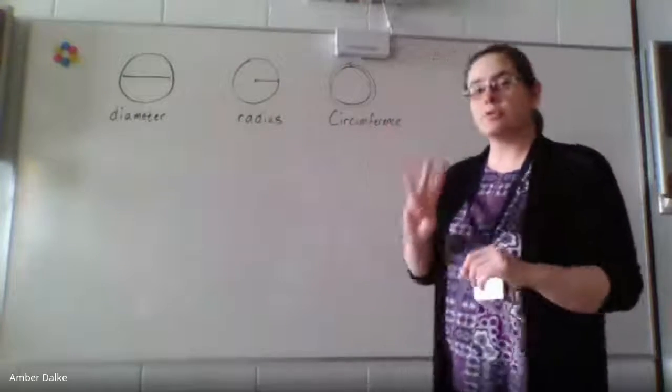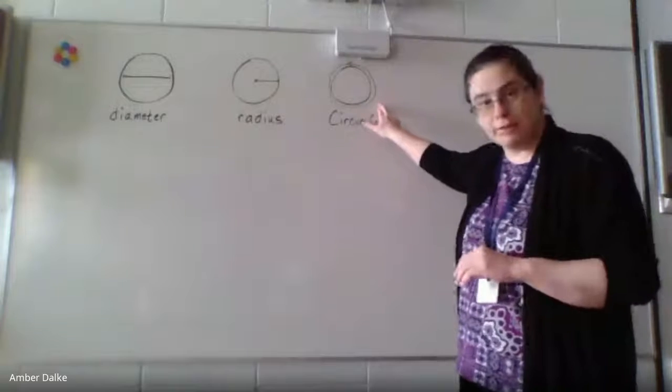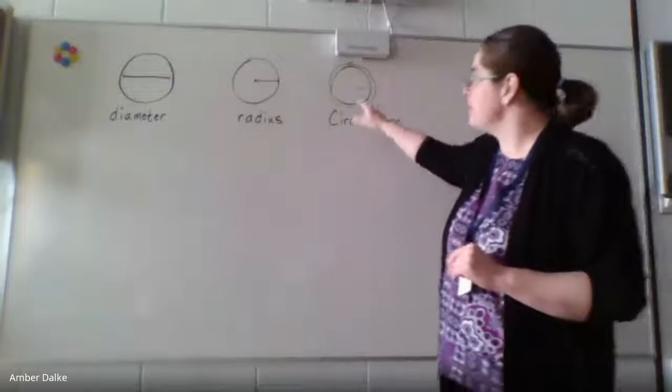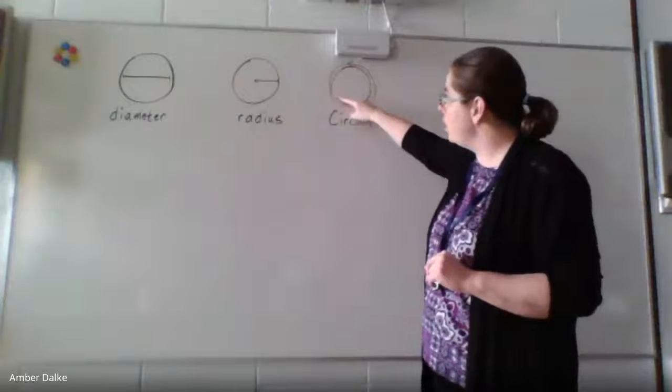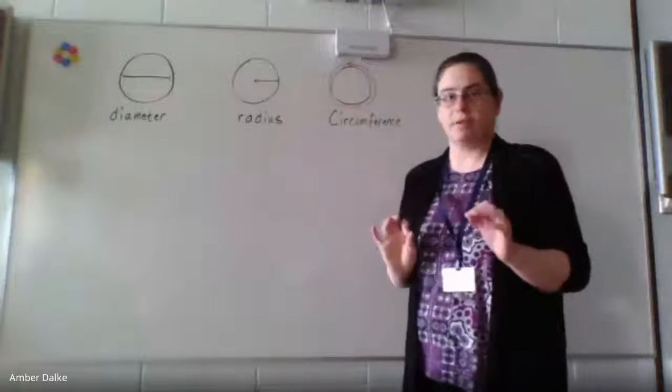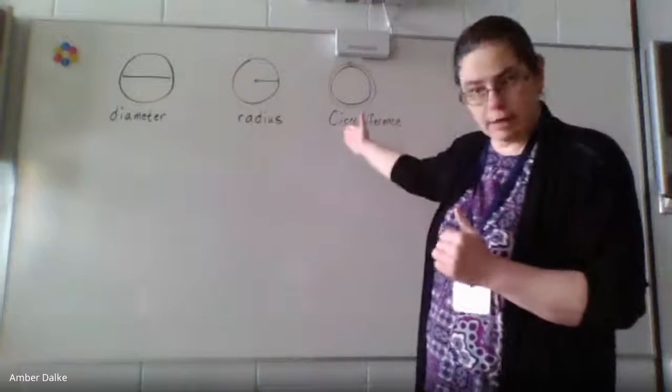Okay, term number 3 you have to know is the circumference of a circle. This means that if you were to measure the distance all the way around the outer edge of a circle, you would have the circumference.